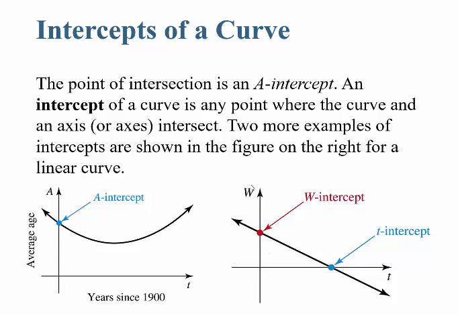So we have the W-axis. Where this line crosses the W-axis, this is called the W-intercept. Where this line crosses the T-axis, excuse me, that's called the T-intercept. Wherever the graph crosses an axis, those are what's called the intercepts. If it crosses the A-axis, that's the A-intercept. If it crosses the T-axis, that's the T-intercept.